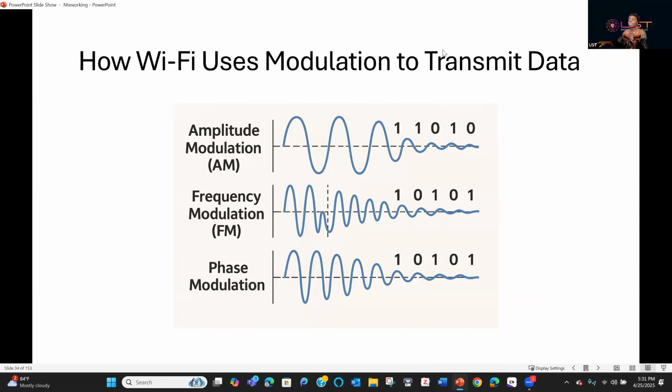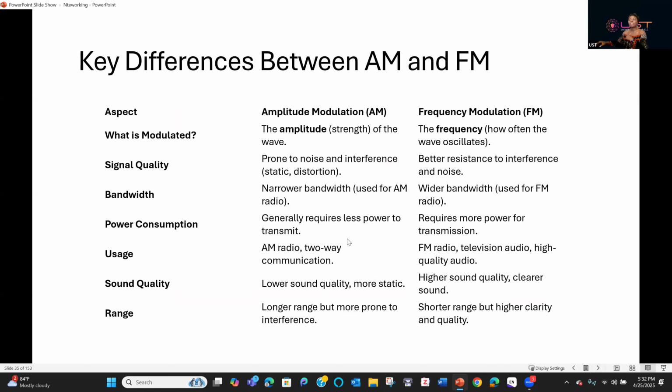Again, how Wi-Fi uses modulation to transmit data. This is something that we've covered again through the carrier signal or radio waveform, and then it's been encoded and it's been decoded. But some of the key differences between AM and FM in terms of what is modulated: we talk about strength, we talk about frequency, how often the wave oscillates, right? Signal quality, AM is prone to noise and interference, static distortion, while FM is better resistant to interference and noise.